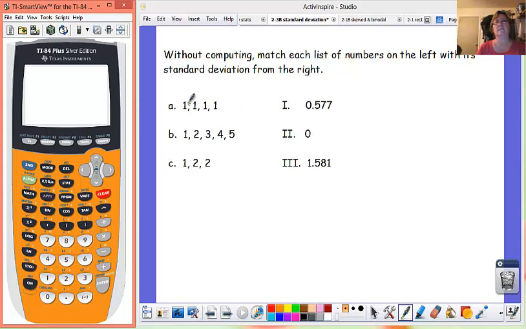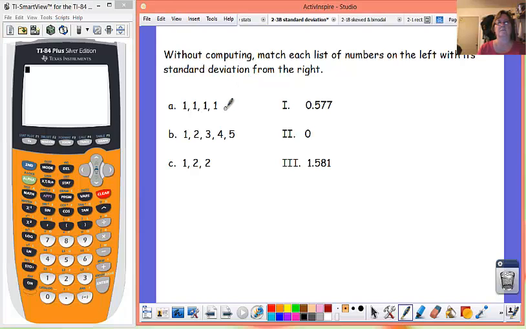All right, as I look at this data set, all of the data values are the same. If standard deviation measures the average distance a data value is from the mean, then this one must be the 0, because there is no difference between these data items. The mean is 1 and they are all 1.